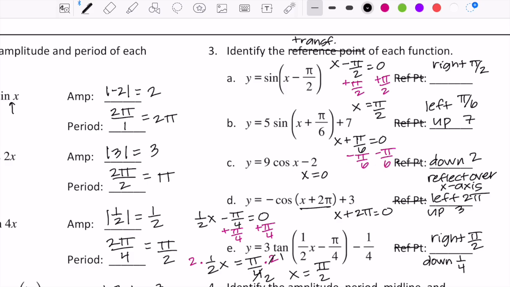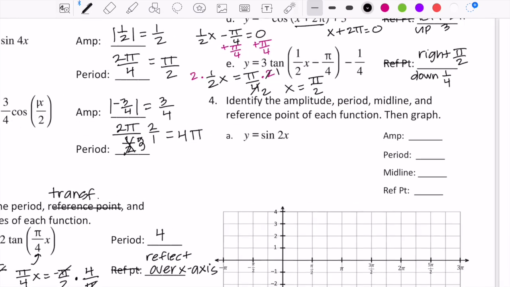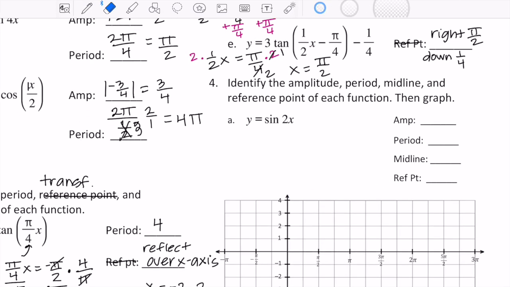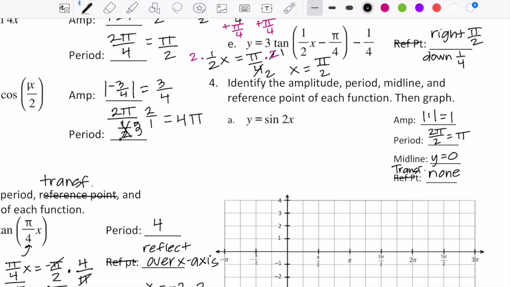Okay, now we're actually going to get into some graphing. You guys have the same thing on your test tomorrow. The only difference is this piece down here will actually say transformations. So amplitude is the number in front of the function, which is a 1. The period is going to be 2 pi divided by 2, which is pi. And since we're not going up or down at all, the midline's going to stay at 0, and there is no transformation here.